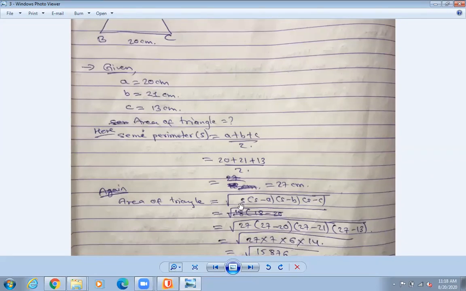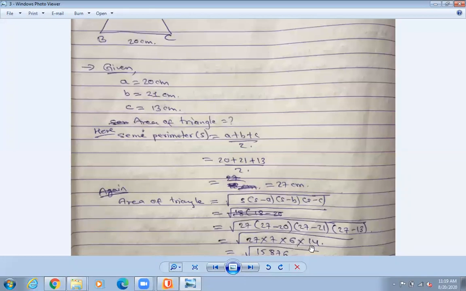So root under s, what is the value of s? s means 27. Bracket, s minus a, what is the value of a? a means 20. Then s is again 27, b is 21, and c is 13. Now what shall we do? We need to subtract these numbers first, because bracket comes first. Bracket means multiply. 27 minus 20 means 7, 27 minus 21 is 6, and 27 minus 13 is 14.